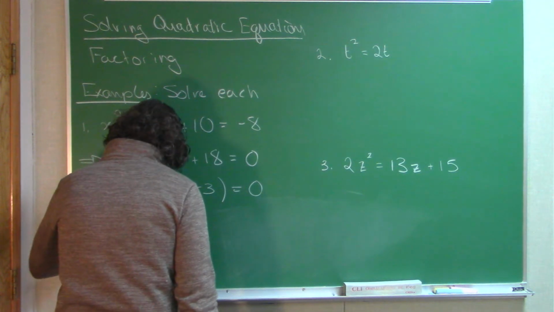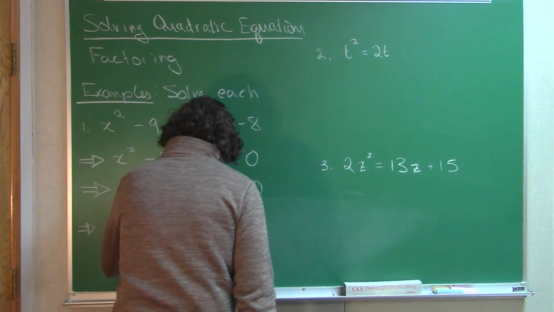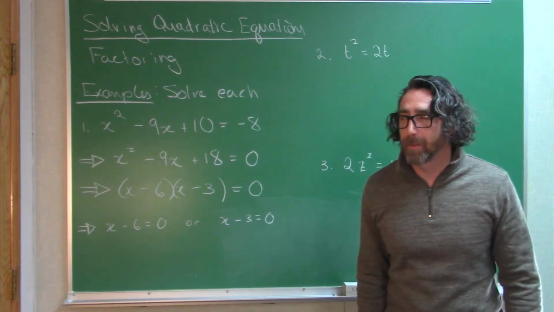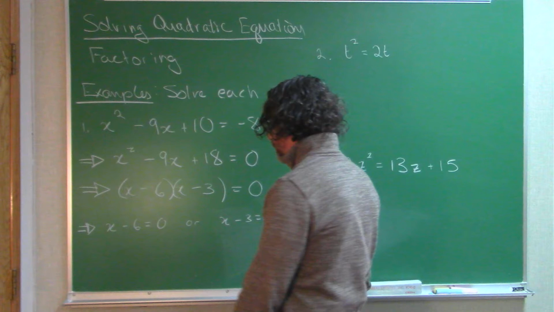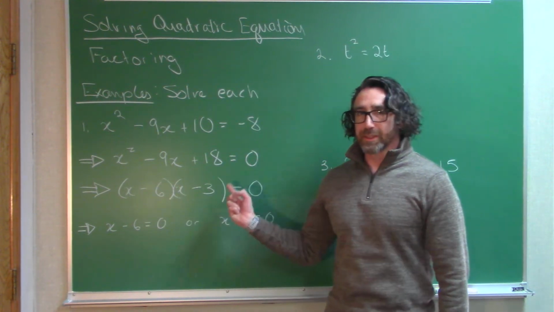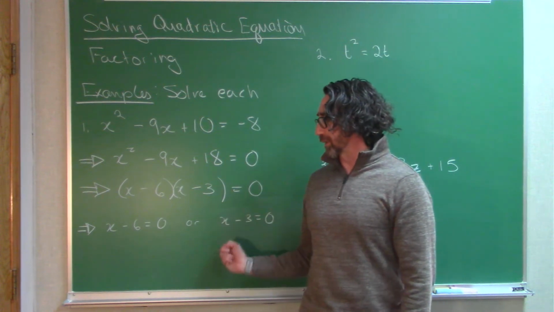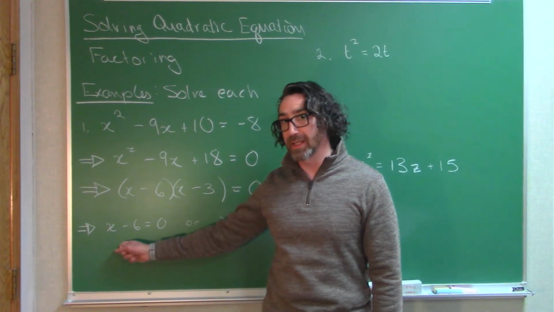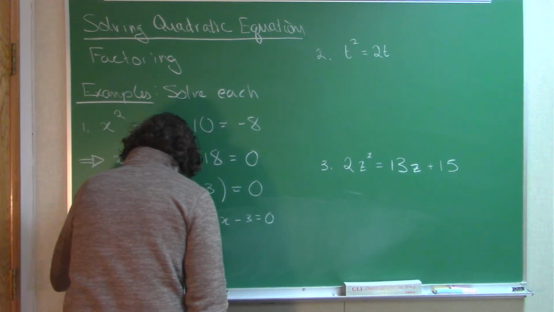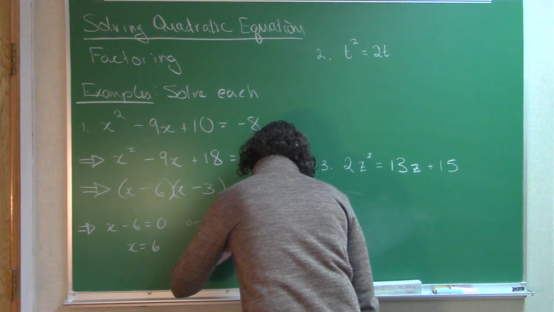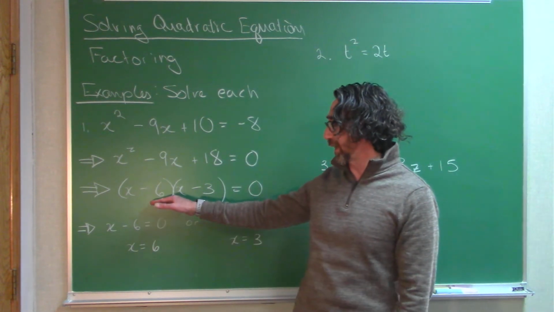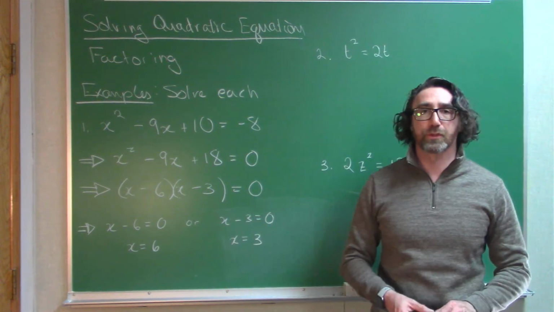Now, we can often just do this part in our head. I'll write it out just to be clear. Using the zero factor property, the product of these two quantities is zero. That means one of the factors has to be zero. So it could be the case that x minus 6 is zero, in which case x equals 6. Or it could be the case that x minus 3 is equal to 0, in which case x equals 3. So these are the factors, and these are the two solutions.